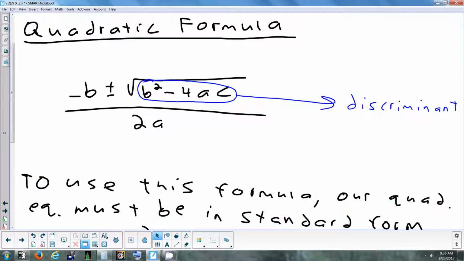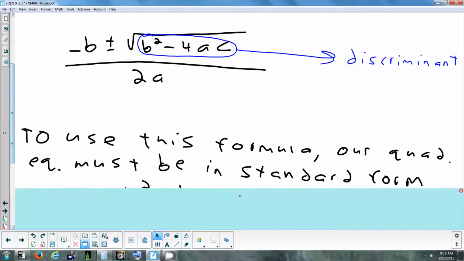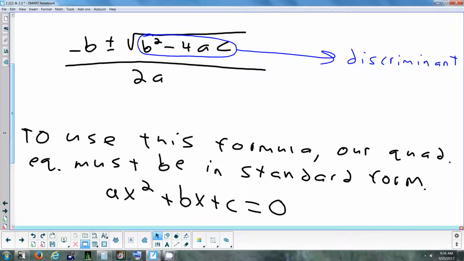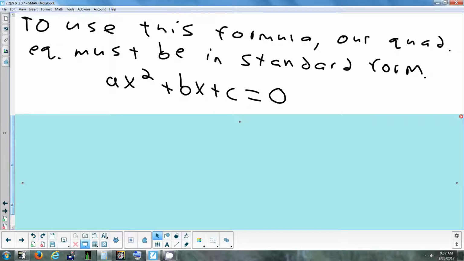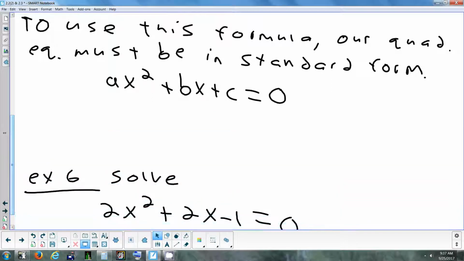Right. In order to use this formula, you want your quadratic equation to be in standard form, which means it is set equal to what number? 0. A is the number in front of x squared, B is in front of x, C is your constant. Again, that's all algebra 1, so hopefully you know that. I don't think the derivation is algebra 1. I don't go through that when I teach it in algebra 1, but in pre-cal we can take a look at it.